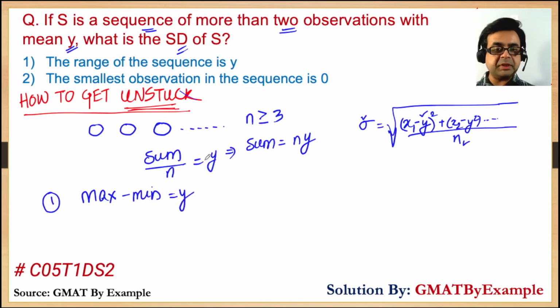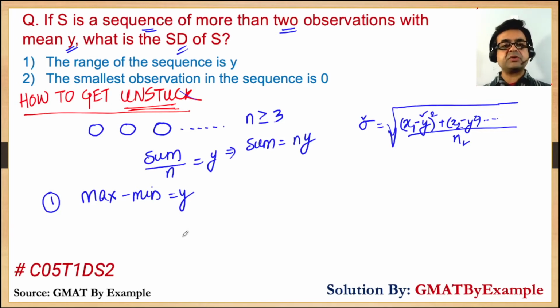We know that the mean is given to be y. We know that the number of observations is more than 3, but how do we proceed from here? What can this tell us about the standard deviation? Does this information give me anything about the observations? Those are the questions that you should be thinking about at this point.